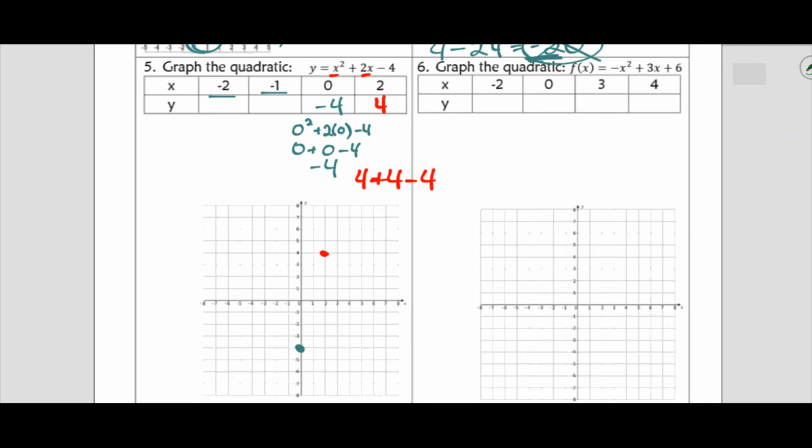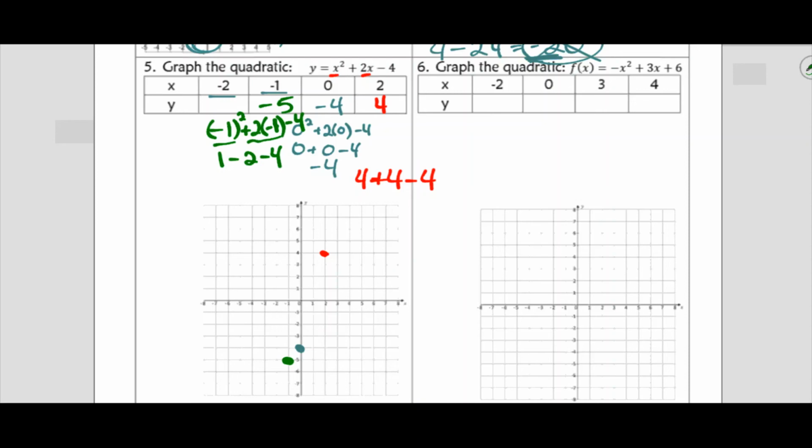Remember, anytime you plug in a negative number, you need parentheses around the number itself. So the negative 1 gets parentheses, the exponent goes on the outside of it. Plus 2 times negative 1 minus 4. Negative 1 squared is a positive 1. 2 times negative 1 is a negative 2. Minus 4 would end up giving us a negative 5. So negative 1, negative 5.